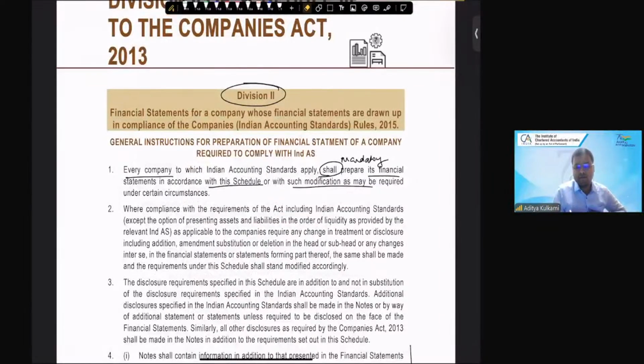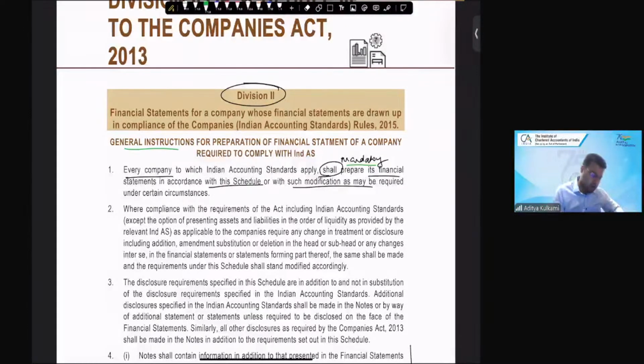Ind AS financials. Okay, so in Division 2, you are given some general instructions. So what do they say? Every company to which accounting standards apply, Ind AS apply, shall prepare, that means it's mandatory, its financial statements in accordance with this schedule or with such modifications as may be required under certain circumstances. So that is what the general instructions tell you, that you have to stick to the format prescribed under Division 2 of Schedule 3.